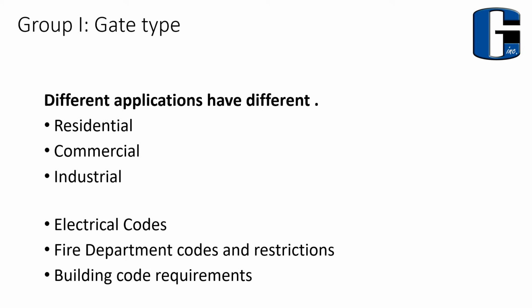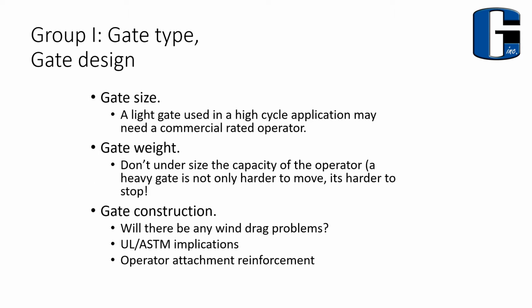So gate types. Different applications have different needs. Residential, commercial, industrial. These are the 3 major groups of different applications. Some important factors of gate design, of course, is the gate size. This will be determined by the customer's needs and the site location. But it's also important to understand that the size and weight of the gate can impact the type of operator you might need, the materials, the construction methods.